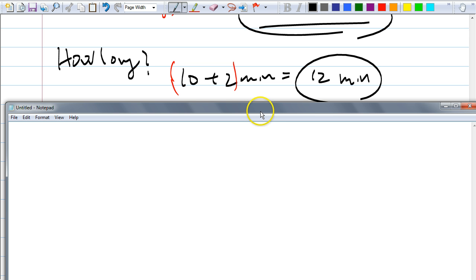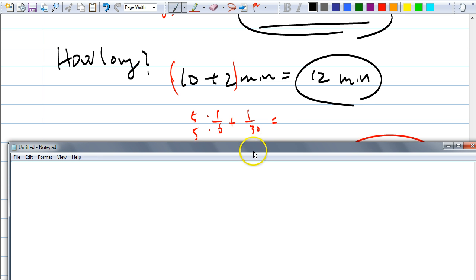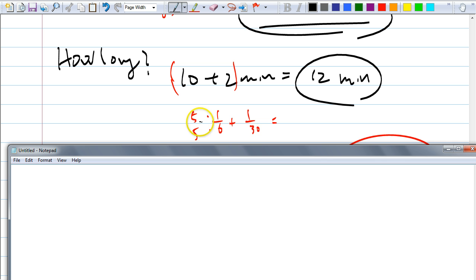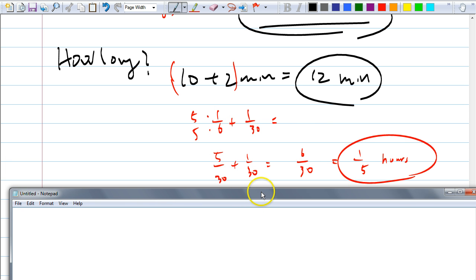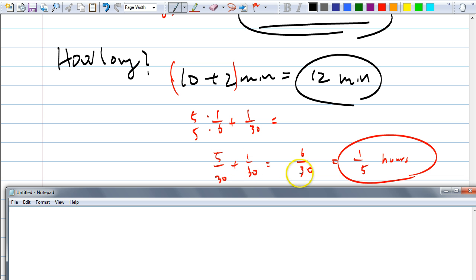Now, what if you kept everything in terms of hours? It would be 1 over 30 plus 1/6, right? By the way, for 1/6, don't you have to get a common denominator? How do you get a common denominator of 30? Multiply top and bottom of 1/6 by 5, so you get 5 over 30 plus 1 over 30, which is 6 over 30, which is 1/5 of an hour. So you could have kept them as minutes or hours. It doesn't matter. Okay, is that okay?